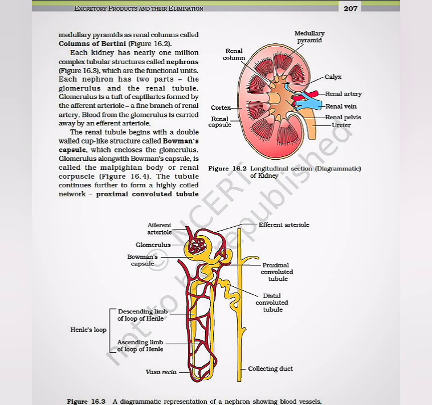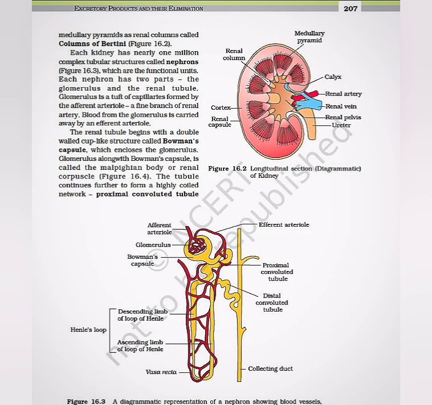Each kidney has nearly 1 million complex tubular structures called nephrons, which are the functional unit. Each nephron has two parts, the glomerulus and the renal tubules. Glomerulus is a tuft of capillaries formed by the afferent arterioles, a fine branch of renal artery. Blood from the glomerulus is carried away by an efferent arteriole.